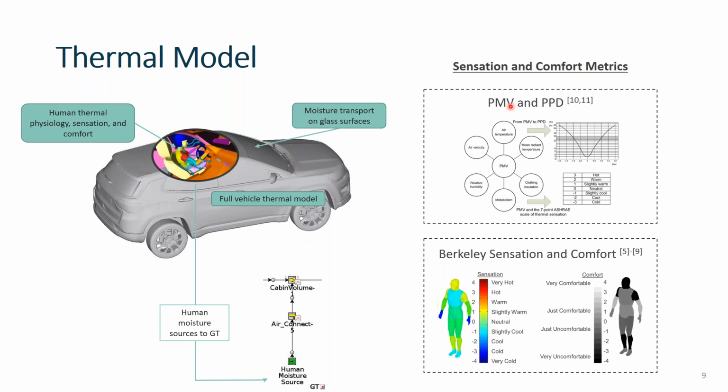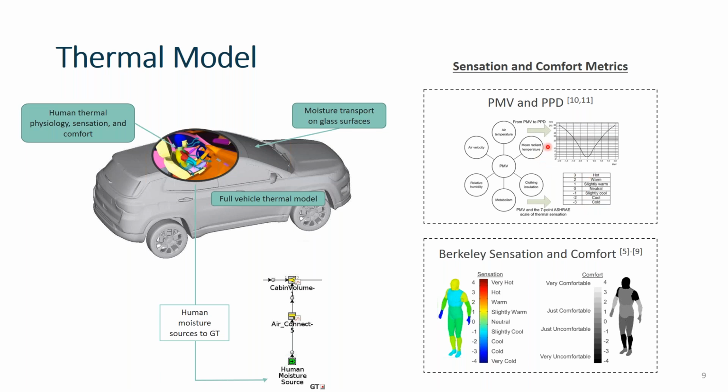So the first is PMV and PPD. PMV is the sensation metric in this case. It's short for predicted mean vote. You can think of this as purely an environmental metric. So it takes some inputs from the environment: air temperature, air velocity, relative humidity, and it translates that to some perception of sensation, right? So does it feel cold or does it feel hot? And this is a 7-point scale for PMV, from -3 cold to 3 hot.